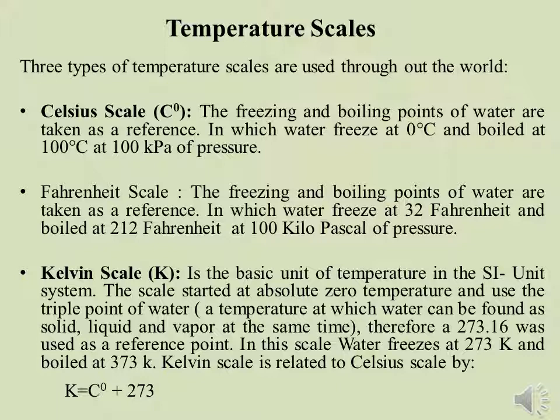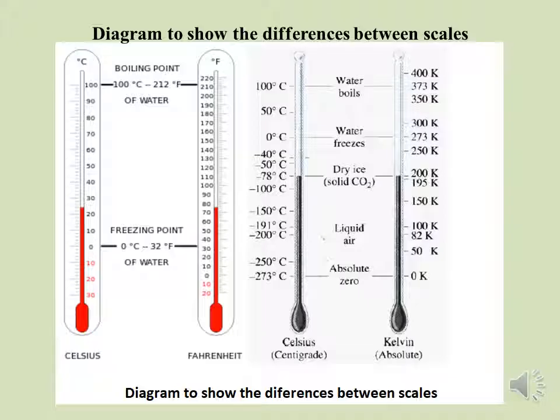Kelvin scale is the basic unit of temperature in the SI unit system. The scale starts at absolute zero and uses the triple point of water, a temperature at which water can be found as solid, liquid and vapor at the same time, therefore 273.16 was used as a reference point. In this scale, water freezes at 273 Kelvin and boils at 373 Kelvin. Kelvin scale is related to Celsius scale by Kelvin equals centigrade plus 273. A diagram to show the differences between scales.